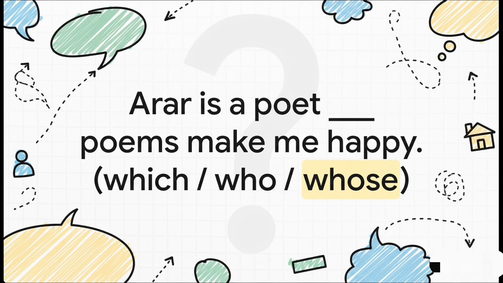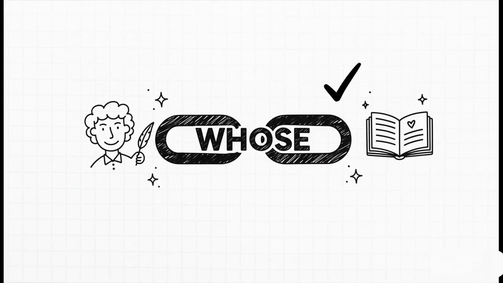Your choices are which, who, or whose. Think about the relationship here. What's the connection between the poet and the poems? You got it. The correct answer is whose. We use whose to show possession or ownership. The poems belong to the poet. It connects them seamlessly. Arar is a poet whose poems make me happy.